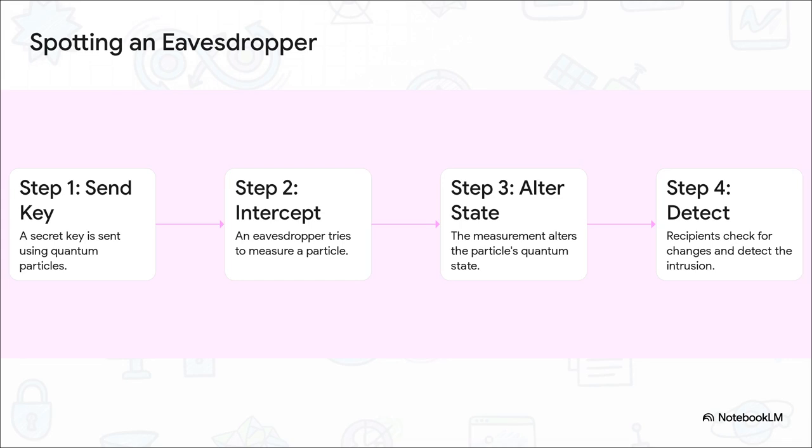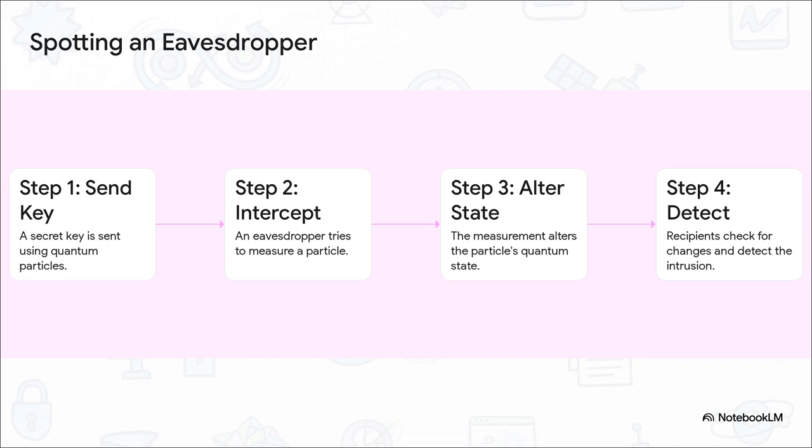It is so clever. Let's say Alice wants to send a secret key to Bob. She sends it 1 photon at a time, with each photon in a state of superposition. Now imagine an eavesdropper, we'll call her Eve, tries to intercept one of those photons to read it. Well, remember our rule about measurement? The moment Eve measures that photon, she forces it to collapse.